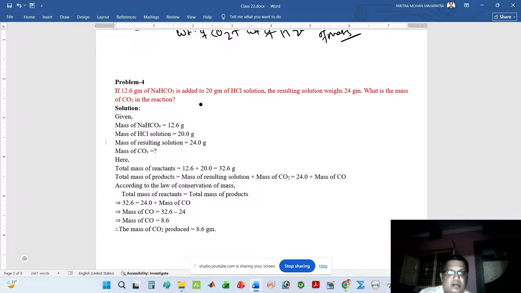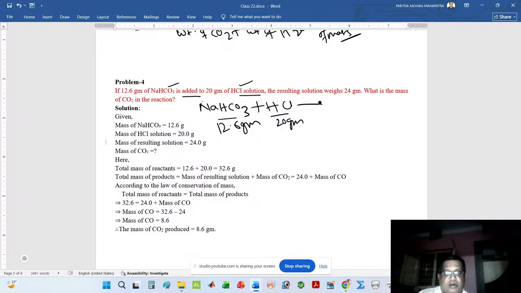Look at that. Here 12.6 gram of sodium bicarbonate is given. Here I can write NaHCO3 plus HCl. This is the reactant. NaHCO3 is the one reactant and HCl is the second reactant, because 12.6 gram of NaHCO3 is added to 20 gram of HCl solution. So here HCl and NaHCO3 are the two reactants. Here the weight of NaHCO3 is your 12.6 gram. Here the weight of HCl is your 20 gram. They undergo reaction and form a solution.